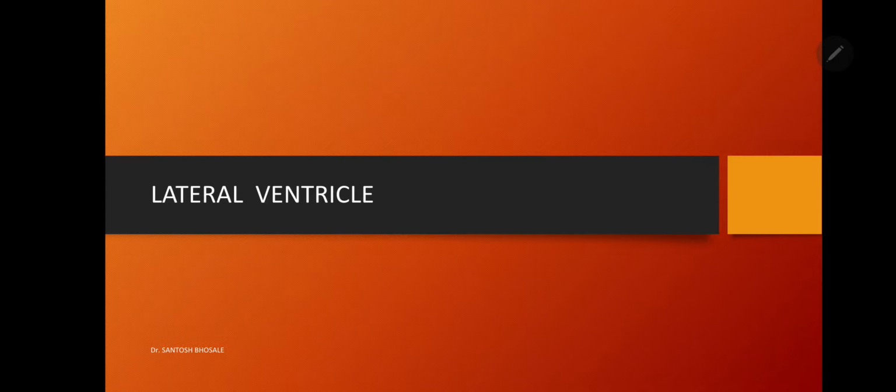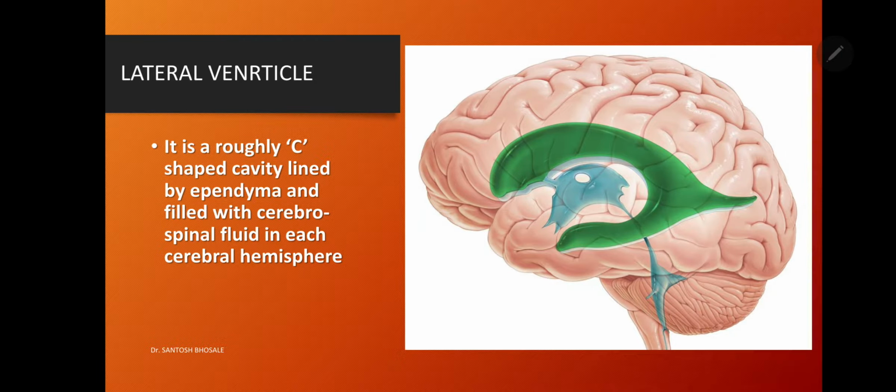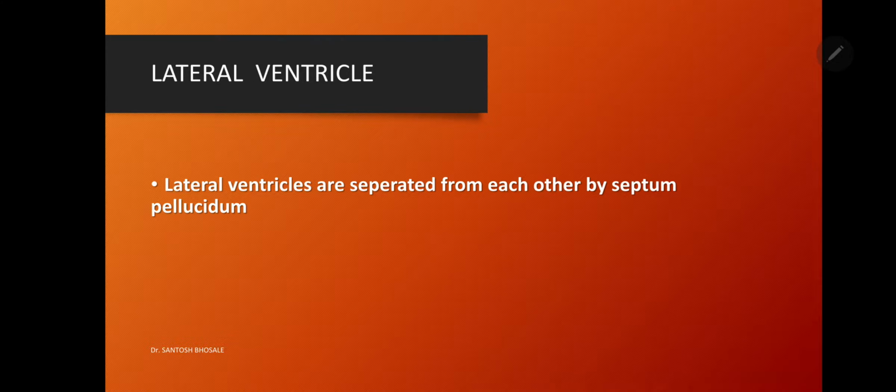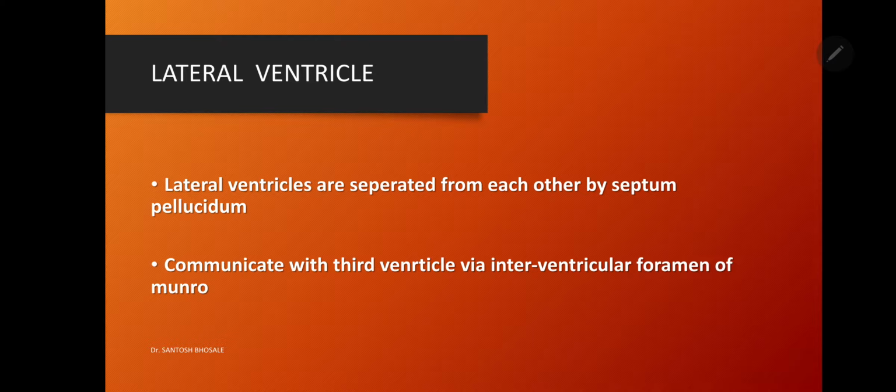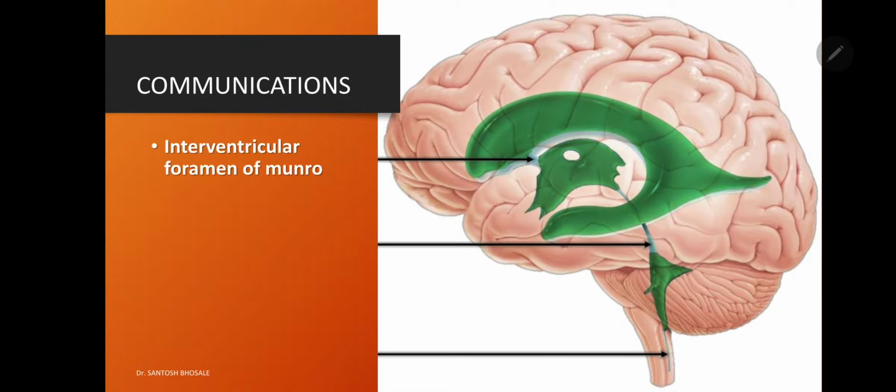Coming to the lateral ventricle, as I already told you, it is a roughly C-shaped cavity lined by ependyma and filled with CSF, present in each cerebral hemisphere. So there are two lateral ventricles. You can see the roughly C-shape there, and the lateral ventricles of the cerebral hemispheres are separated from each other by the septum pellucidum, and they communicate with the third ventricle via the interventricular foramen of Monro. You can see there, that is the interventricular foramen of Monro.